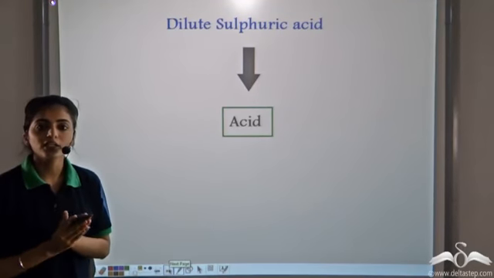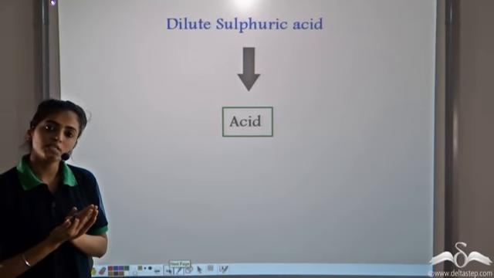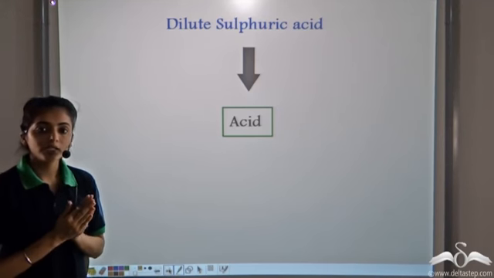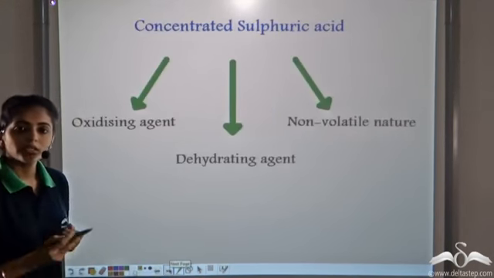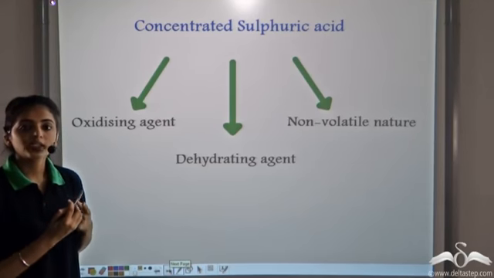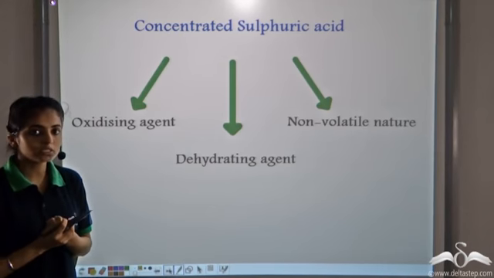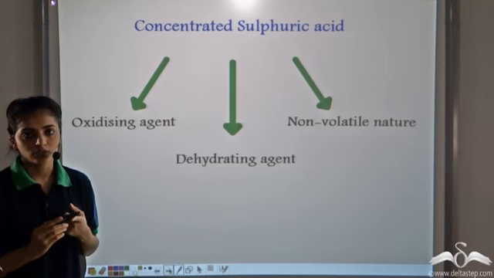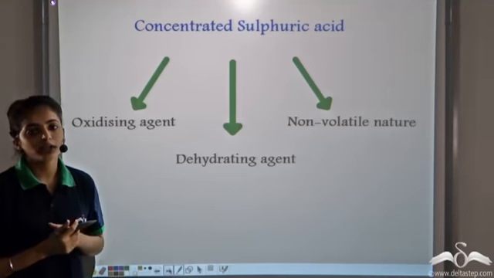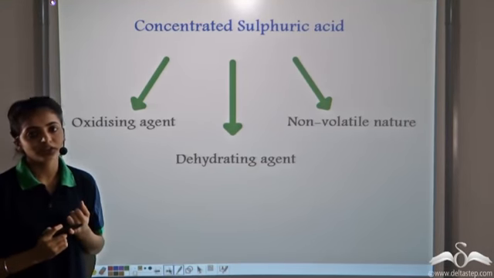So we have seen that dilute sulfuric acid acts as an acid. That is, when metals react with dilute sulfuric acid, they form the corresponding salt and hydrogen gas is released. But concentrated sulfuric acid acts as an oxidizing agent. It oxidizes the metals and non-metals. It acts as a dehydrating agent. It always tries to remove water molecules, and it has a non-volatile nature. So from a non-volatile acid, sulfuric acid, we can prepare a more volatile hydrochloric acid. So these are the properties of dilute and concentrated sulfuric acids.